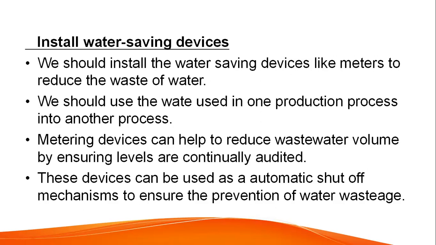Metering devices. What are metering devices? They can help to reduce the wastewater volume by ensuring the levels are continually audited, so that they are continually checked whether they are used properly or not. These devices can be used as automatic shut-off mechanisms to ensure the prevention of water wastage. The main principle is that the water should not be wasted.